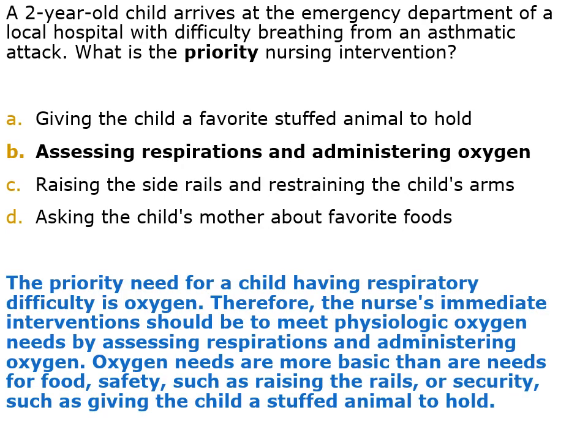The need for a child having respiratory difficulty is oxygen. So the answer should have been assessing respirations and administering oxygen. The nurse's immediate intervention should be to meet physiological oxygen needs by assessing the respiration and administering the oxygen. Oxygen needs are more basic than our needs for food, safety, such as raising the rails, or security, such as giving the child a stuffed animal to hold.